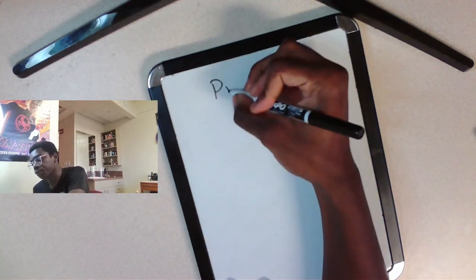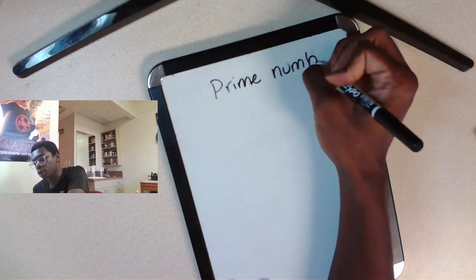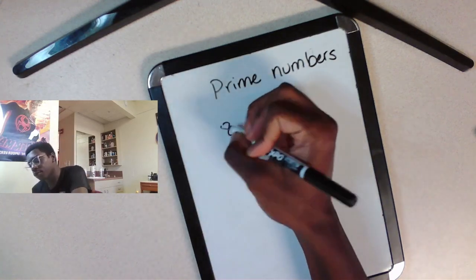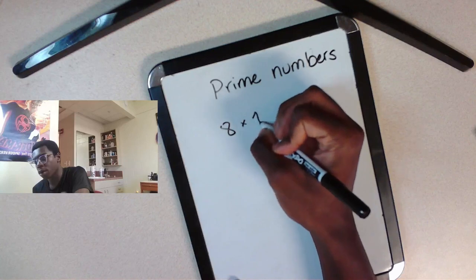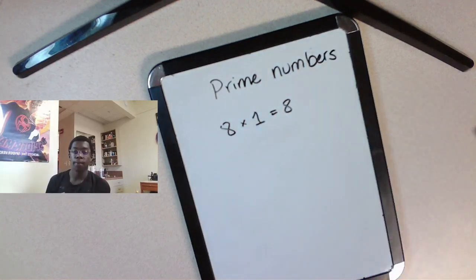My name is Zachariah, and today I'm going to be talking about prime numbers and how we factor a number. So, what is a prime number? Prime numbers are numbers that we can only get by multiplying the number itself by the number 1. We remember that if we take any number and multiply it by 1, we just get that number, right?